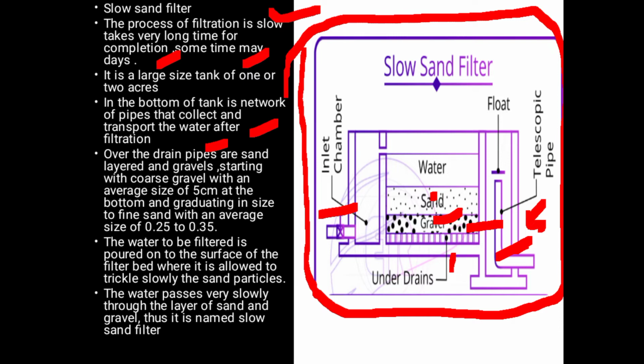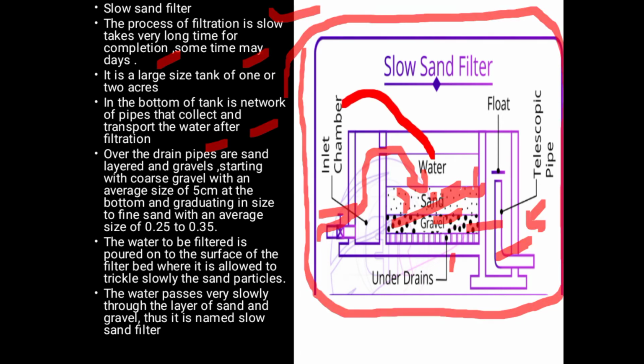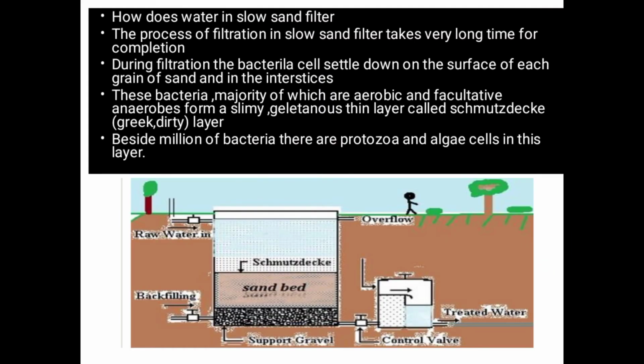If you want to filter the water, you pour the water on the surface of the filter bed, where it is allowed to trickle slowly through the sand particles. The water passes very slowly through the layer of the sand and the gravel, so it is known as slow sand filter. This is the layer of the sand and this is the gravel. When you want to filter the water, you pass it through the gravel and the sand.